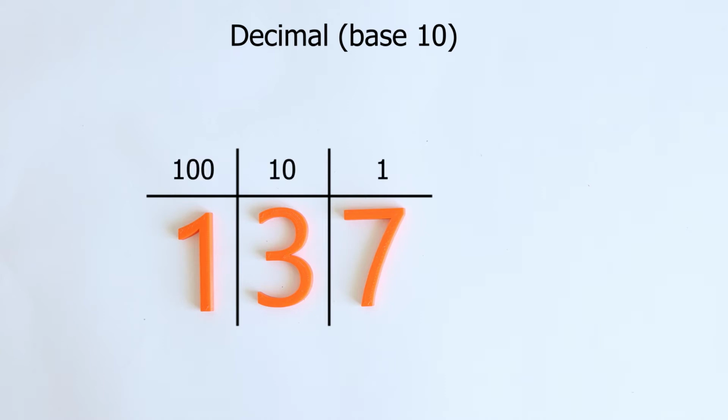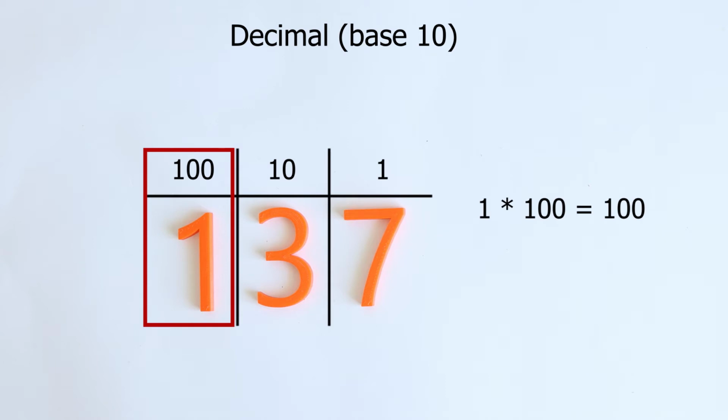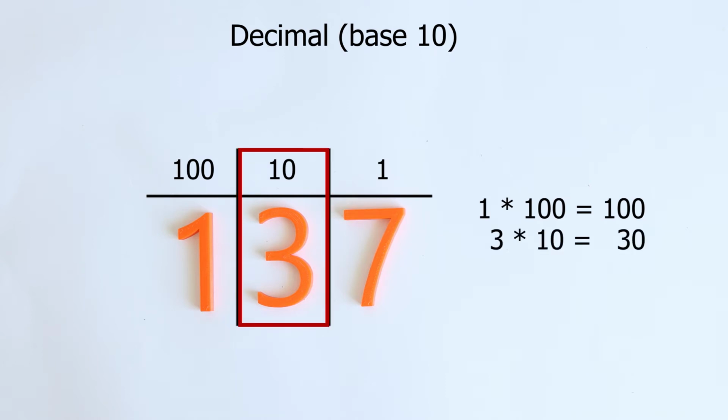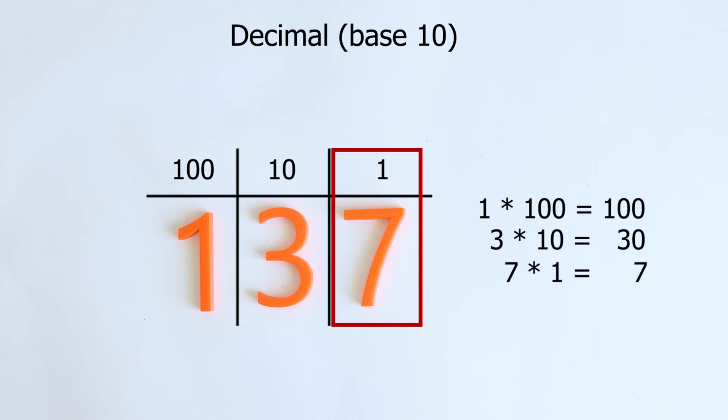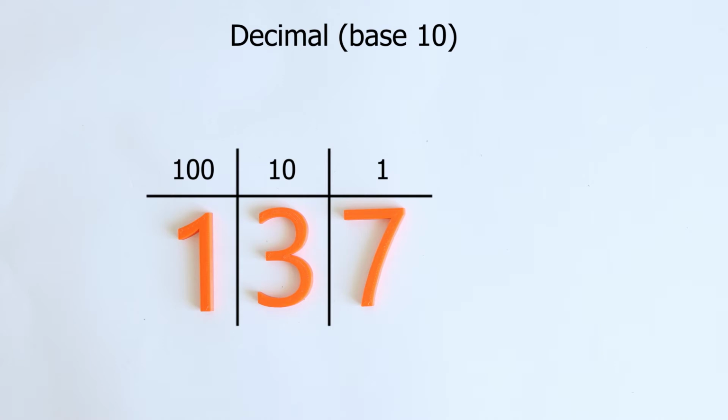When we multiply the digit in a column by the value of that column and then add the results, we get the number. So in this case 1 times 100 gives us 100, 3 times 10 gives us 30 and 7 times 1 gives us 7. Add 100, 30 and 7 and we get 137. So what does this have to do with decimal being a base 10 number system?